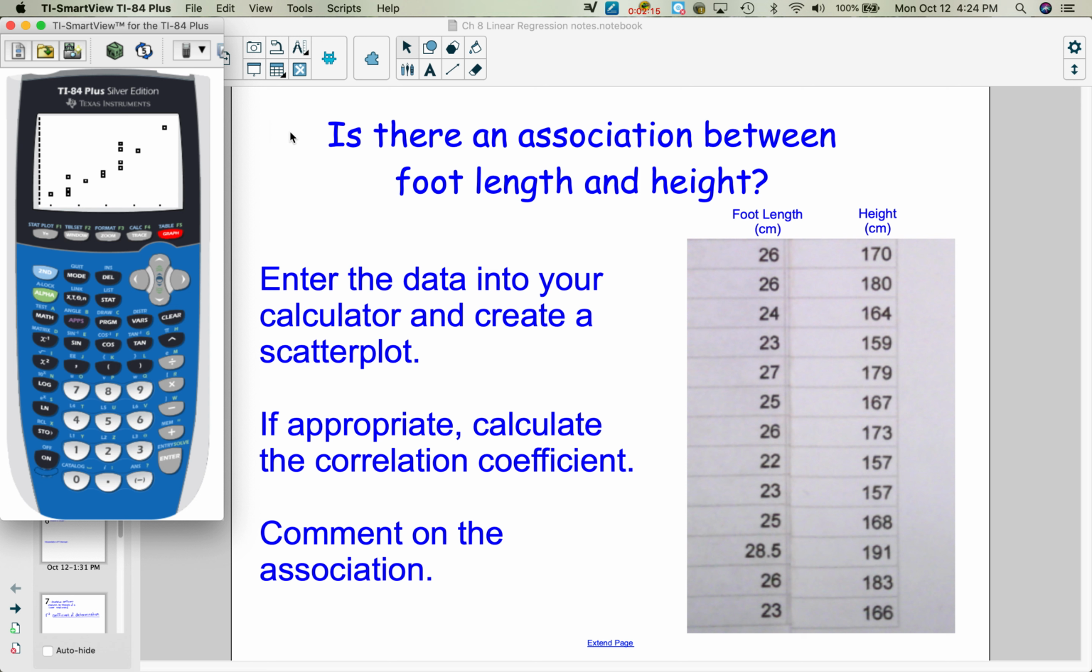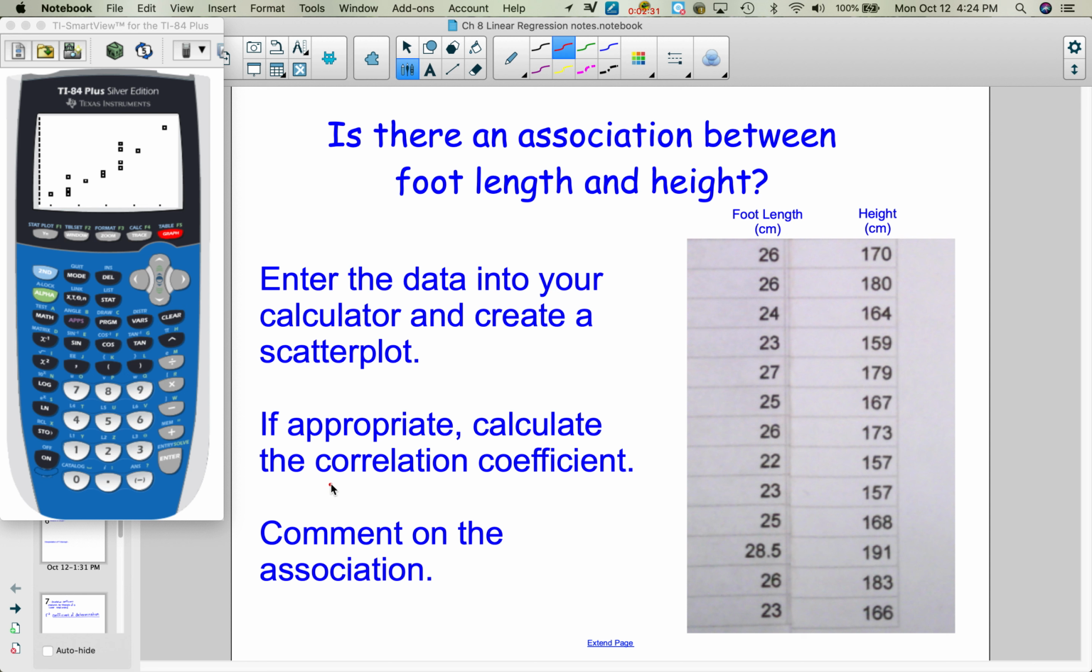And I said, if appropriate, calculate the correlation coefficient. So think about what that means. How do you know if it's appropriate to calculate the correlation coefficient? And remember, when I say the correlation coefficient, we are talking about R. The correlation measures a linear association, so it's only appropriate if it appears to be a linear association. It is appropriate because if I look at this data, it looks like a fairly linear pattern. So I would say that it appears to be linear.